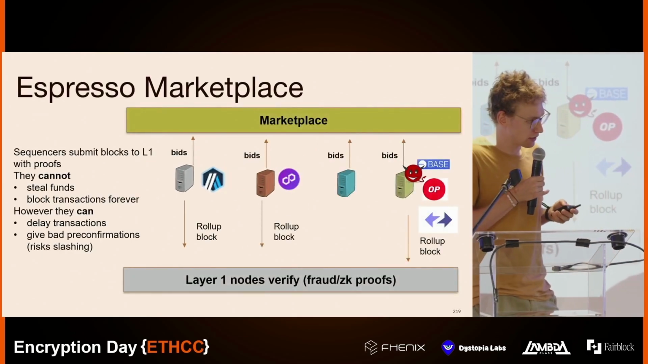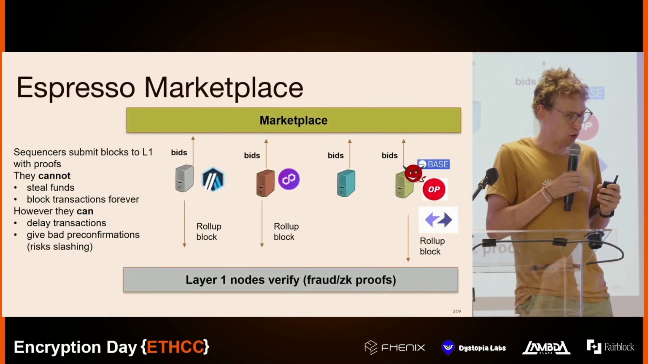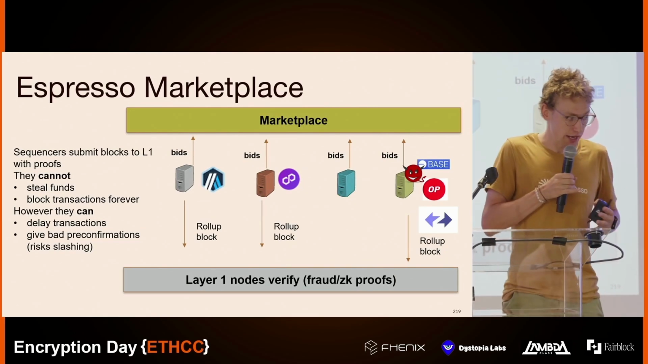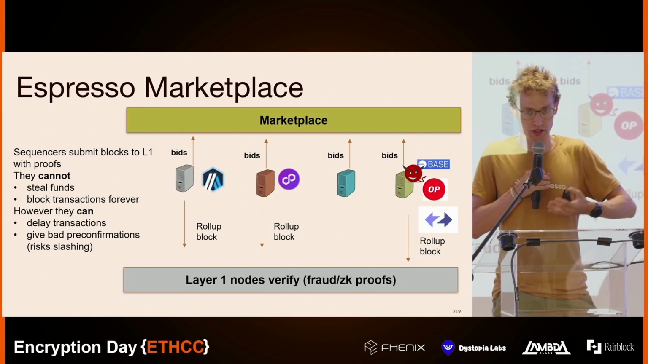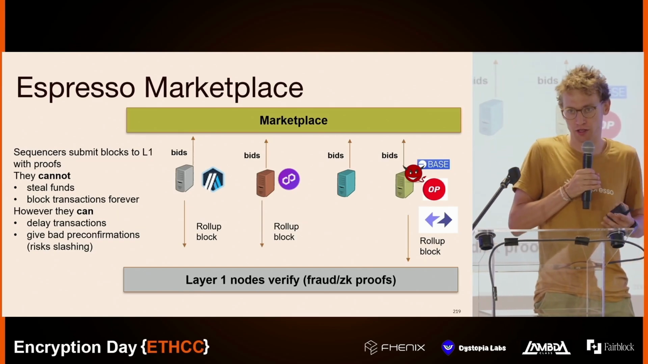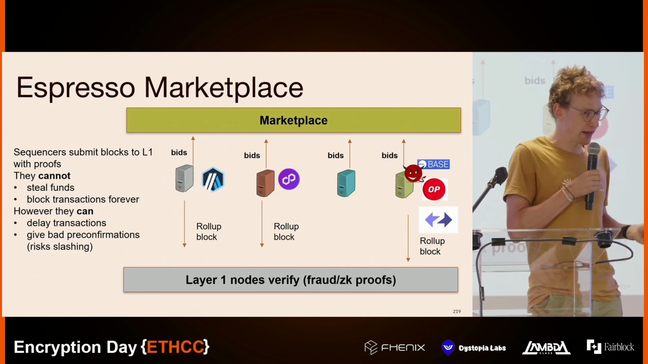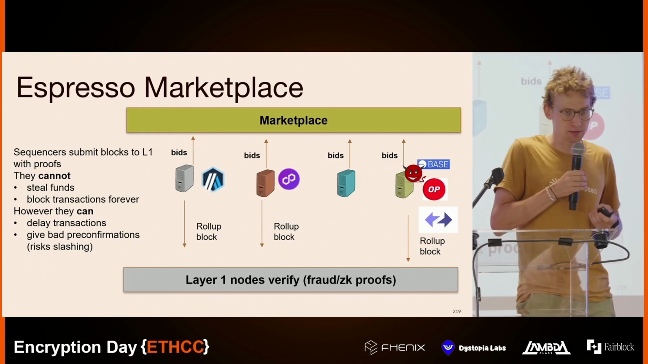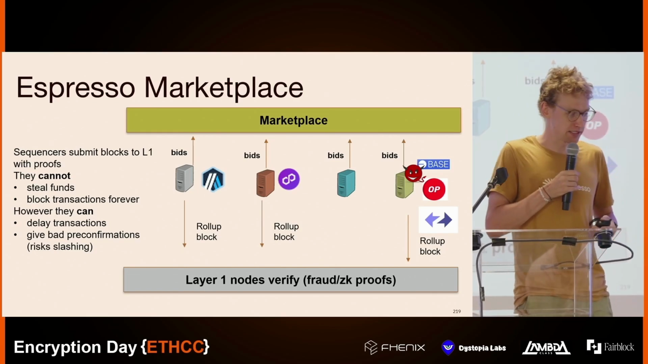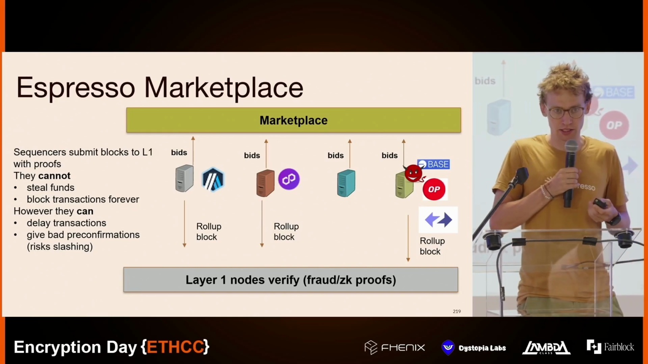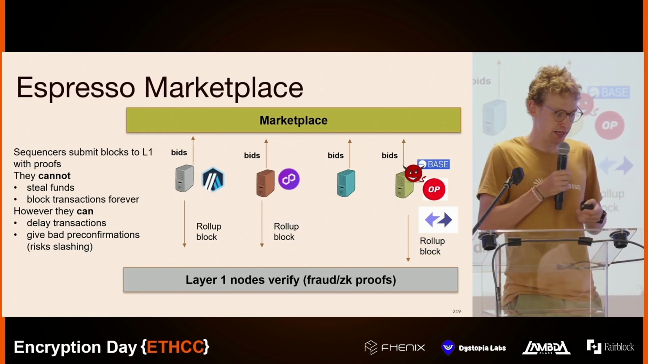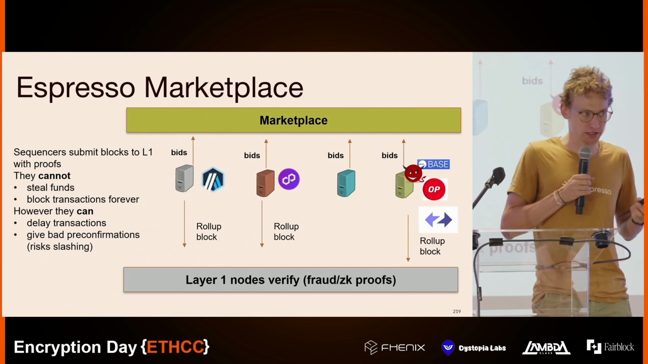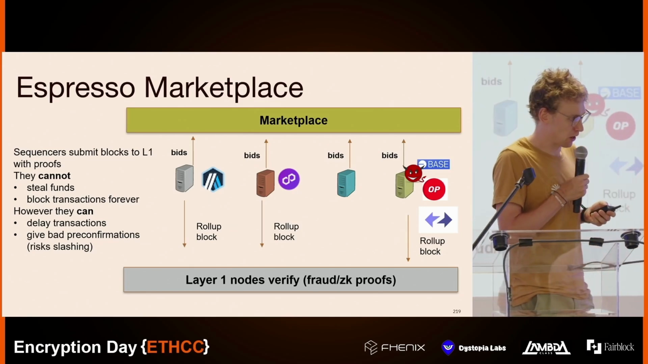Well, it turns out that for a sequencer that submits an L1 block with a proof, there's a lot of things they cannot do. So they, for example, cannot steal funds, because they have to submit a proof. If they try to steal funds in some way, then the proof would be invalid or they would get caught with a fraud proof. So we're good on that end. And they also cannot block transactions forever because we run the sequencing marketplace many times, and at some point, someone else is going to win the sequencing right and can unblock the transactions that were blocked. And additionally, there's further solutions such as inclusion lists that further help with this censoring or blocking of transactions.